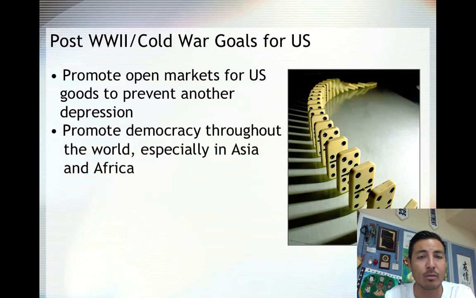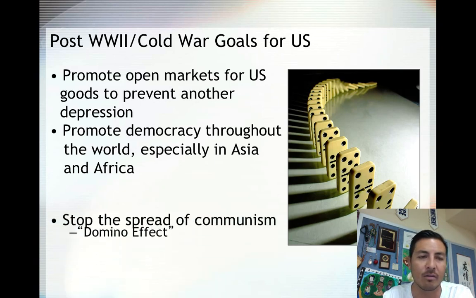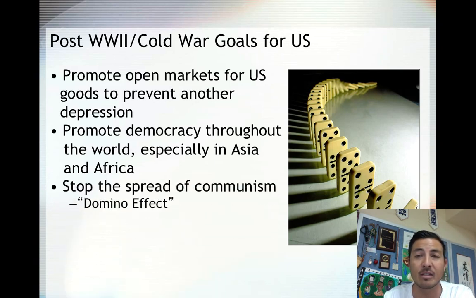Promote democracy throughout the world, especially in Asia and Africa. And Asia is going to be a major flashpoint because that's close to the USSR. So that's why you see Vietnam and the Koreas getting involved. Stop the spread of communism, called the domino effect. So over here you have this picture, and the domino effect was like, they said this: hey, if one state falls to communism, it's going to spread communism to the next country, then the next country, and then the entire world is going to have communism. So it's the idea to stop the domino effect.